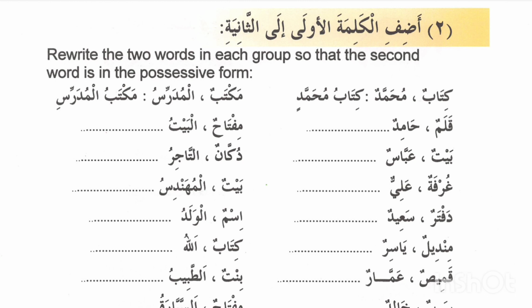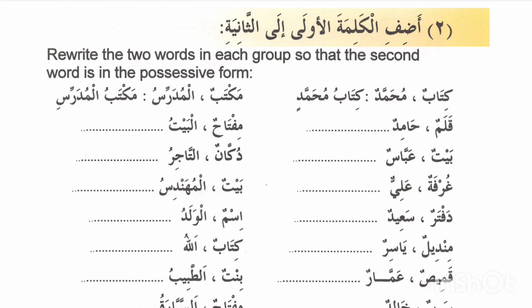أضف الكلمة الأولى إلى الثانية. Rewrite the two words in each group so that the second word is in the possessive form. كتاب محمد Muhammad's book. مكتب المدرس the teacher's table. قلم حامد Hamid's pen. مفتاح البيت the house key. بيت عباس Abbas' house. دكان التاجر the merchant's shop.